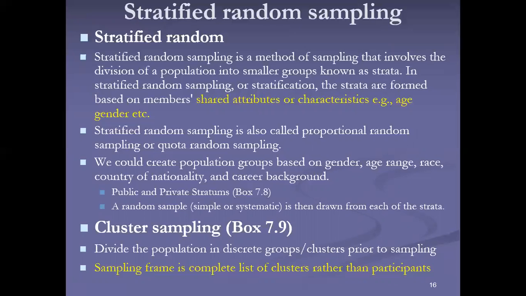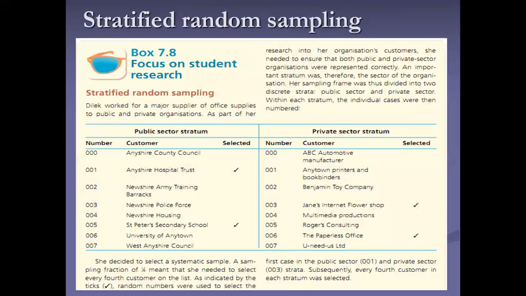The sampling frame is the complete list of clusters rather than participants. So in cluster sampling, the sampling frame would be a cluster, not participants. In this way, we can select the clusters randomly, and using simple random sampling, we can select respondents from each cluster.